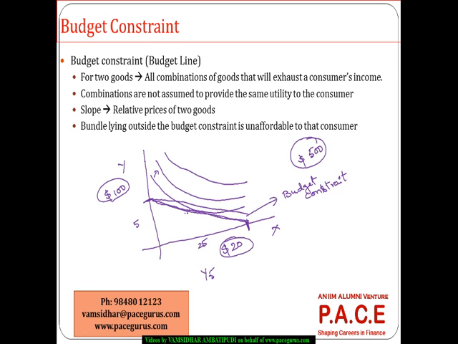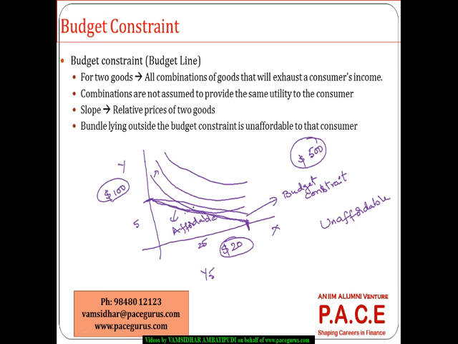Now if you see, any line or any point that is above the budget constraint goes as unaffordable, and anything below this is completely affordable. So the budget constraint is directly talking about that particular cutoff which will indicate the affordable versus unaffordable goods and services. Anything above is unaffordable, below is affordable.